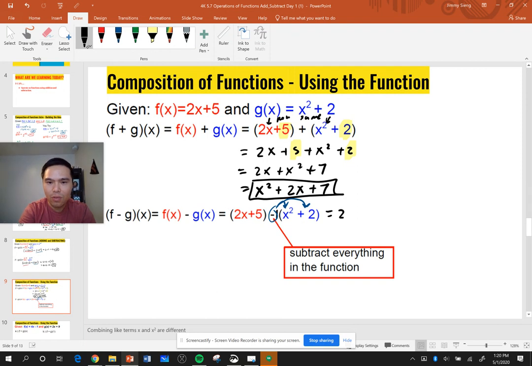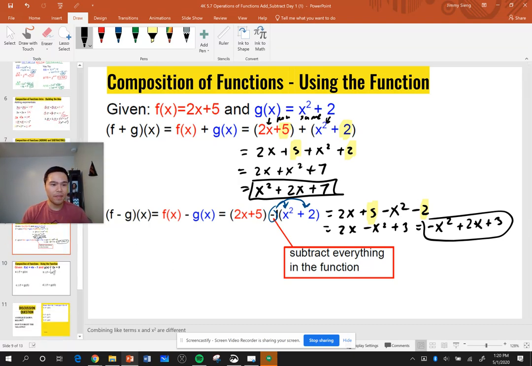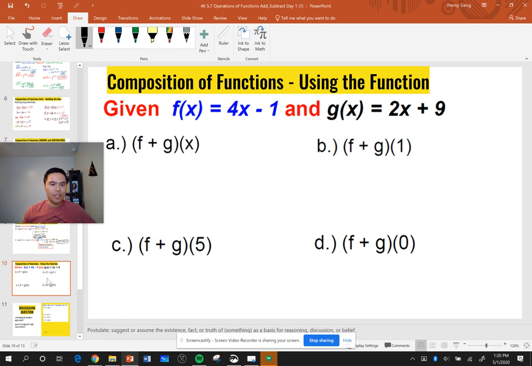Okay, so that's going to be 2x plus 5. And you distribute that negative, that subtraction sign, that's minus x squared minus 2. I can combine my numbers. That's going to give me 2x minus x squared plus 3, and the highest degree is negative x squared, so negative x squared plus 2x plus 3. There you have it. That's a lot of work, isn't it? Again, pause this video if you're stuck. Hey, let's do this one, and then that will be it for the lesson.